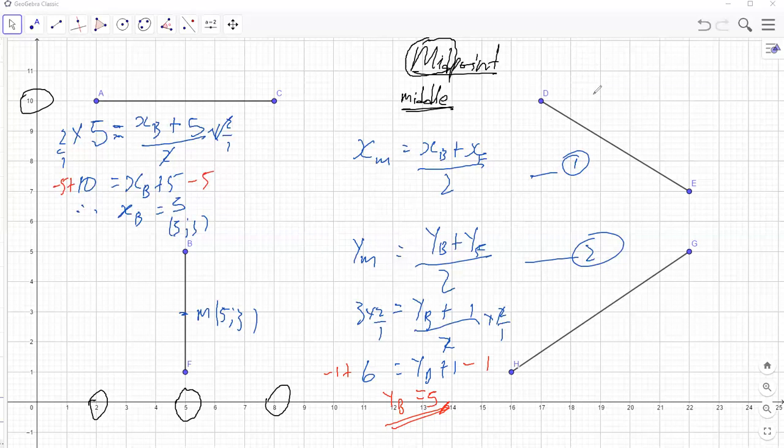What I want you to try and do is practice, try and find the midpoint for DE, try and find the midpoint for HG. In other words, this line and that line, and have some fun with that.